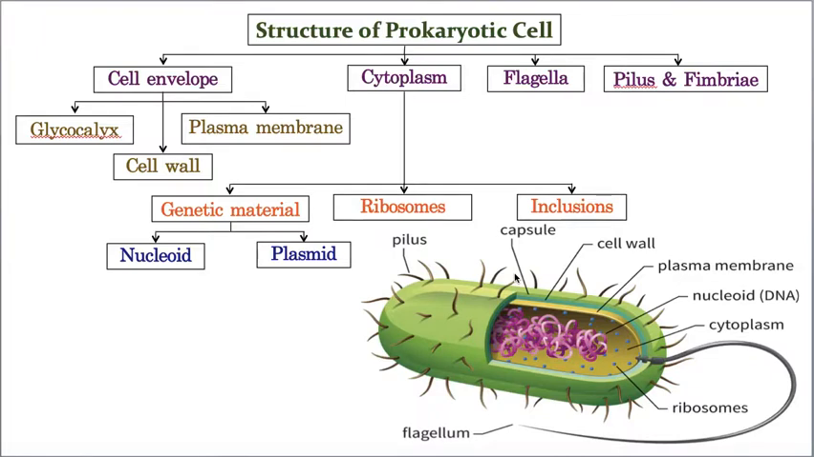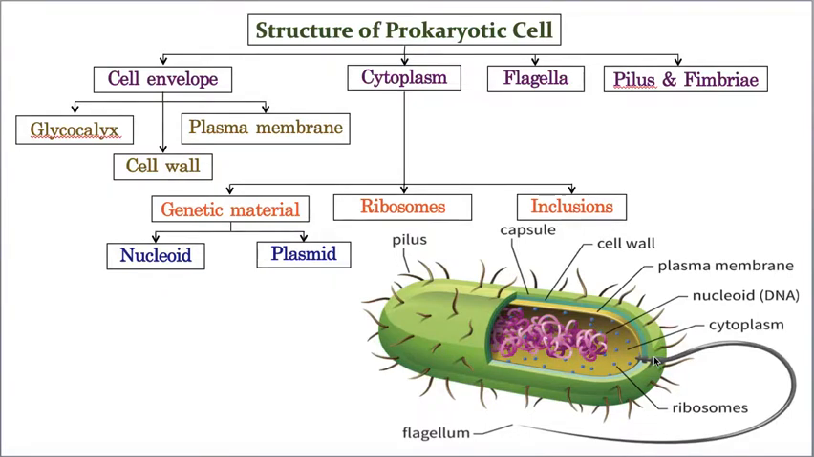If you take the structure of the prokaryotic cell, it consists of: one, cell envelope; two, cytoplasm; three, flagella; and the fourth one is pilus and fimbriae. So these are the four important parts that are present in the prokaryotic cell. So this is a prokaryotic cell. You can follow my arrow mark, then you can understand. This is completely called a prokaryotic cell, which consists of cell envelope and cytoplasm.